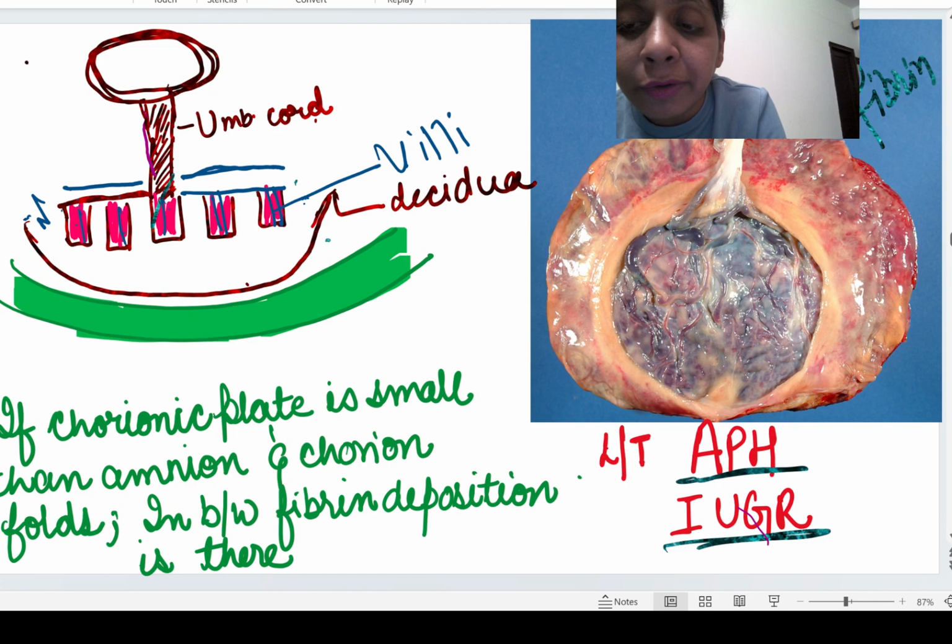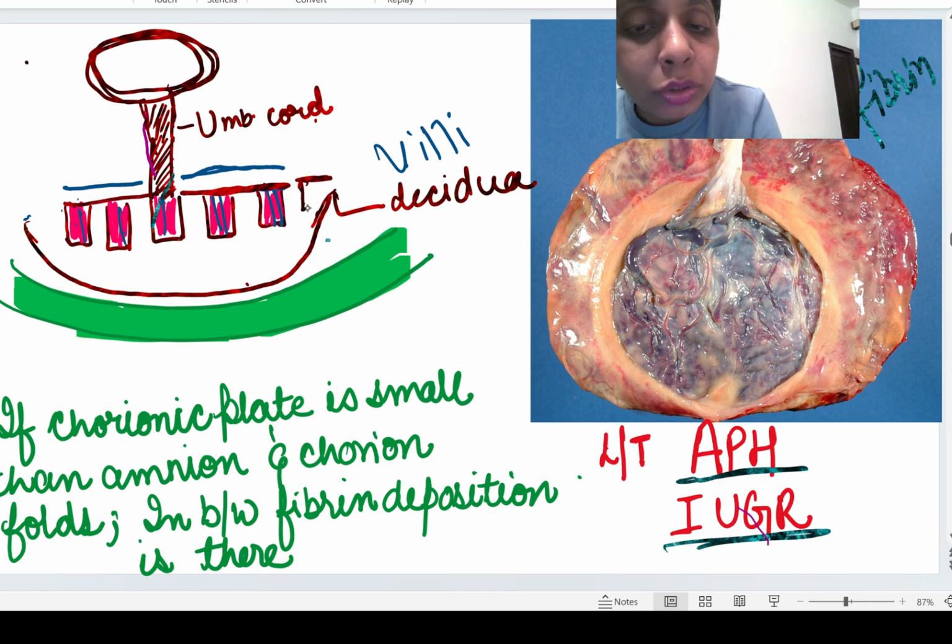But now this chorionic plate in the circumvallate placenta is smaller. It is only up till here. It is not going further. Ideally, it is also like this. Here also there are chorionic villi. But in the circumvallate placenta, here there are no chorionic villi. Here the chorionic plate ends only. Here there is only chorion membrane and the amnion membrane above it, like this.